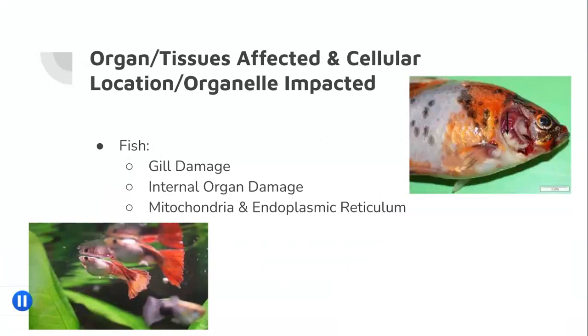Organ tissues affected in cellular location, organelle impacted. So with fish, it's gill damage, and on the right, I put a bigger picture of how the whole gill is pretty much gone, and the white spot is like the breakdown of what's actually the ammonia affecting it. And internal organ damage, I put on the bottom left. Some see it as a fish being pregnant or just a fat fish, as kids would say, but really it's their organs being filled to the brim, and it makes them look bloated because it's too much for their body to handle. They're just filling up with that nitrogen. And it affects the mitochondria and endoplasmic reticulum.